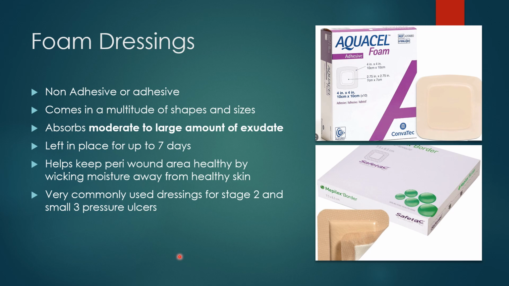Foam dressing. Foam dressings can either be adhesive or not adhesive. These two photos here are pictures of foam dressings with adhesive. So if you look, you can see the inside of the dressing here. This is made of a foam, and then the outside of this dressing is the adhesive layer that is attached to the foam, which is then applied to the patient's skin and secured. They come in a multitude of different sizes and shapes. There are ones that are specifically made for certain areas of the body as well.